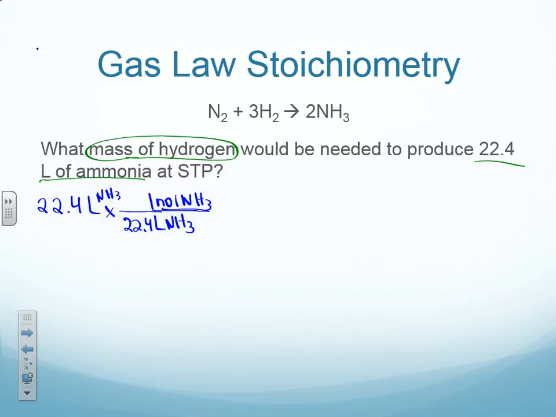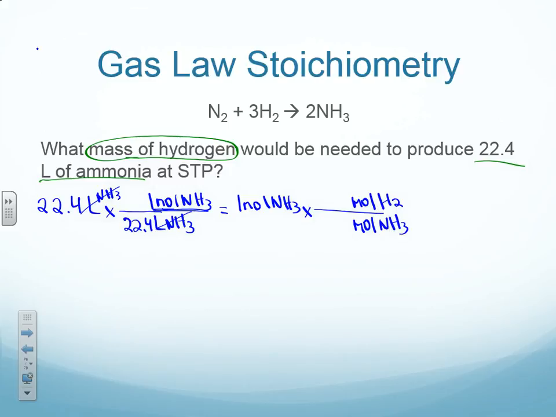Sorry, I wrote that kind of funny. Okay, liters cancels out. 22.4 divided by 22.4 is 1 mole. So we're starting with exactly 1 mole. Then we need to go from moles of ammonia to moles of hydrogen. So if you still have not bothered to learn stoichiometry, you can go back and refer to my other videos that go through this a little slower. But this is just a review. We've done this before, been tested on it.